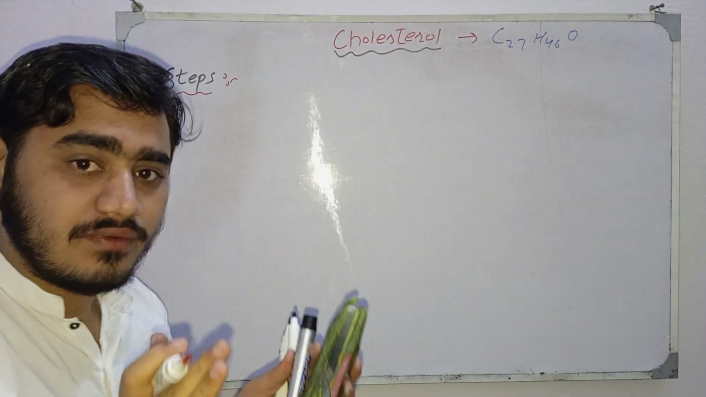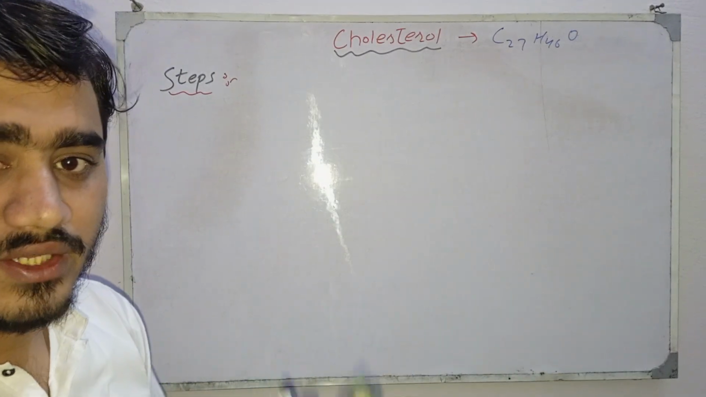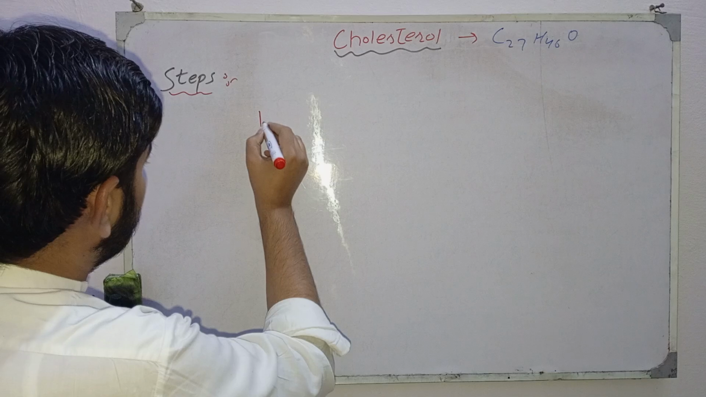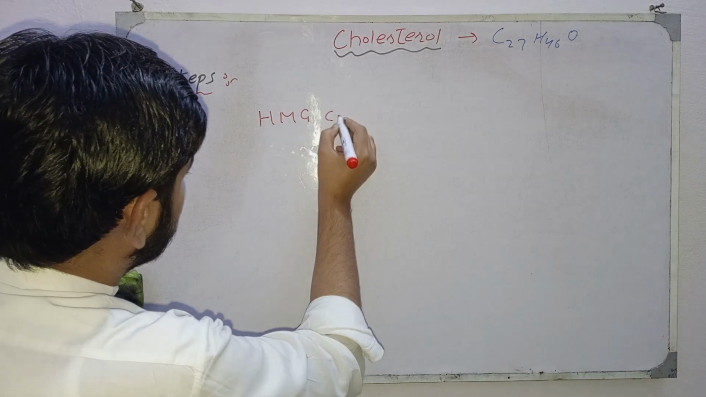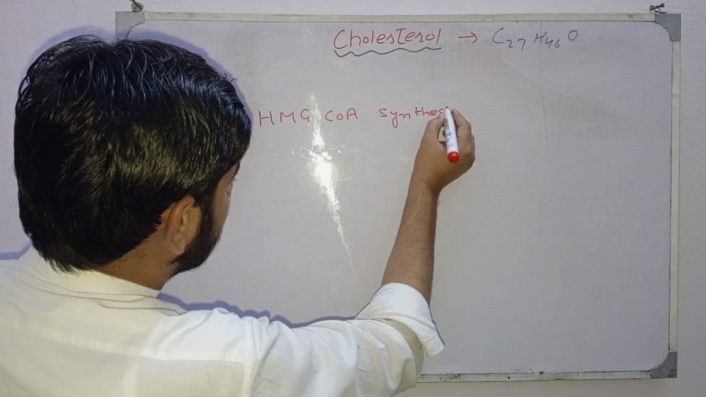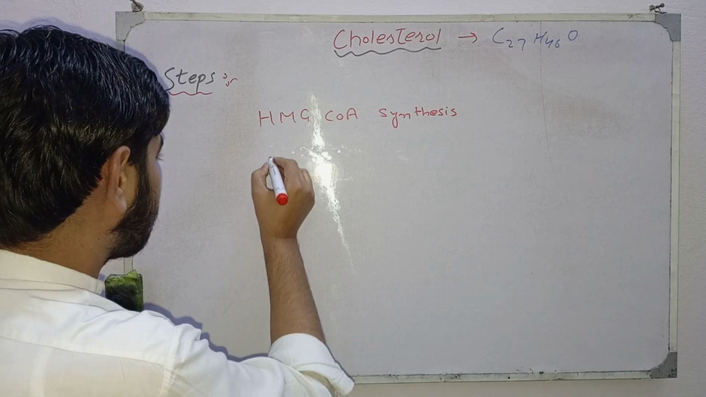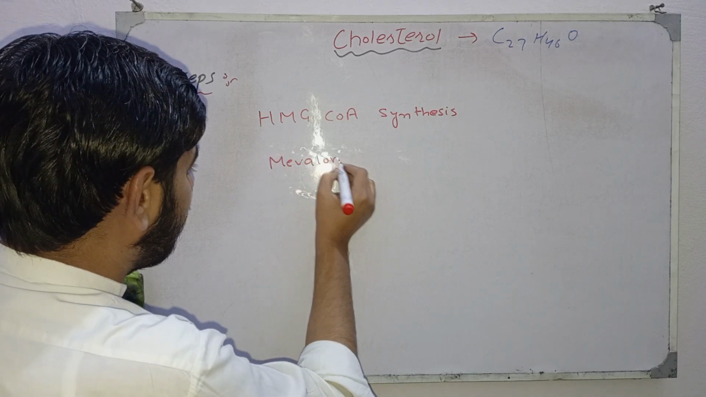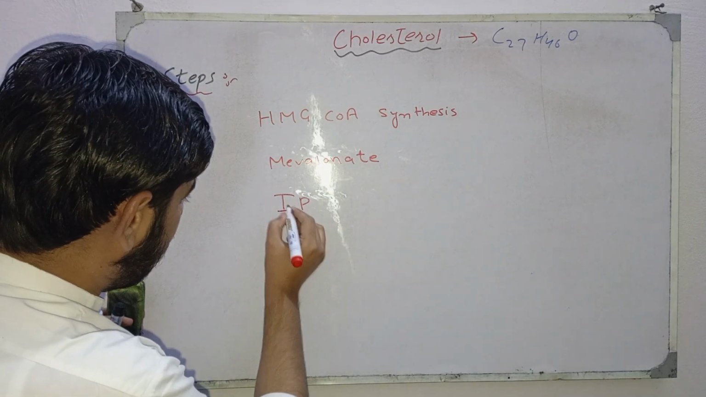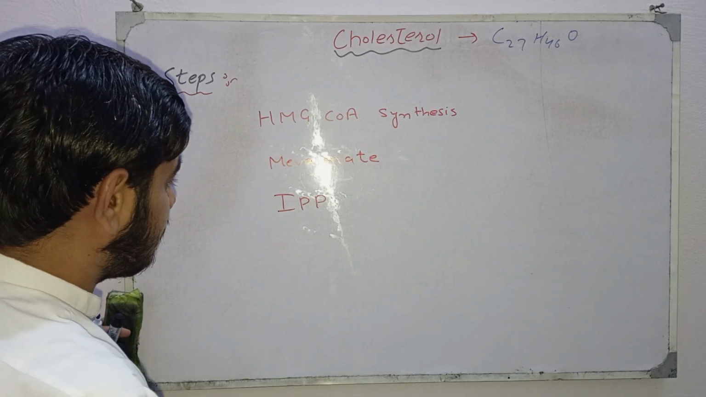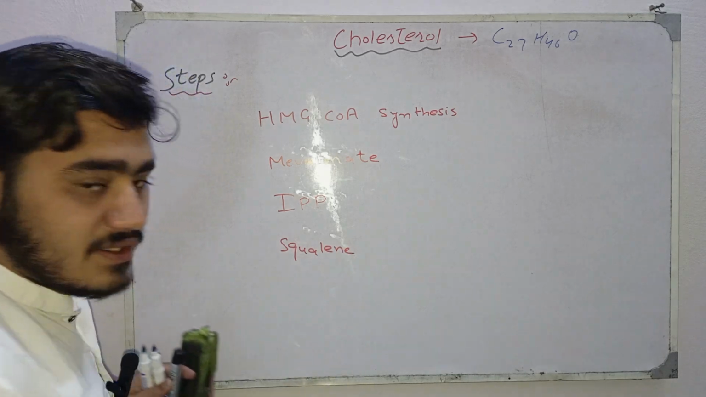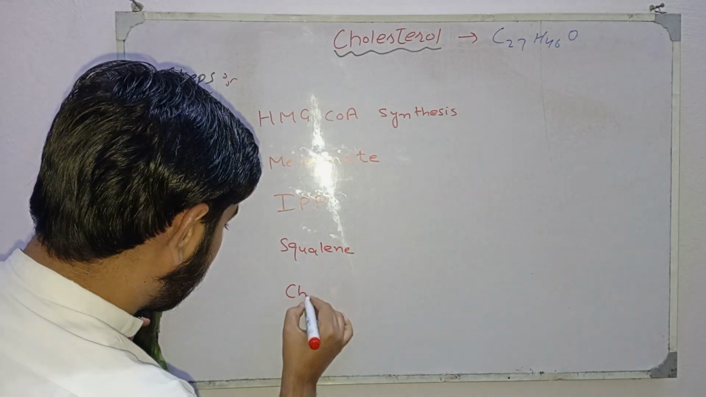Students, there are 5 important steps in cholesterol biosynthesis. First one is HMG CoA synthesis. Second one is mevalonate synthesis. Third one is isopentenyl pyrophosphate synthesis. Fourth one is squalene synthesis, and the last one is cholesterol.